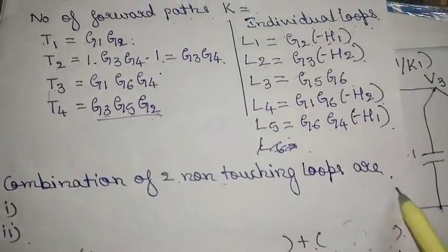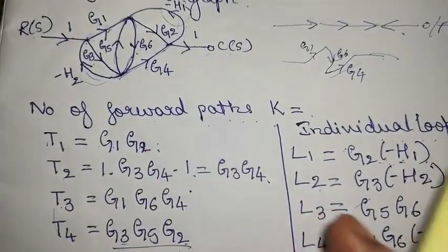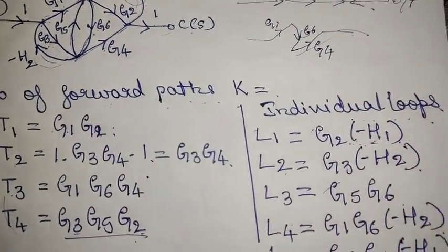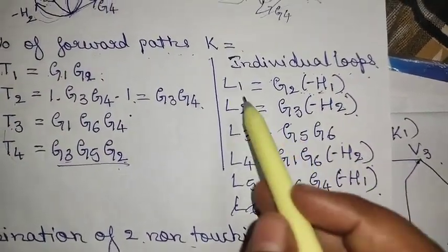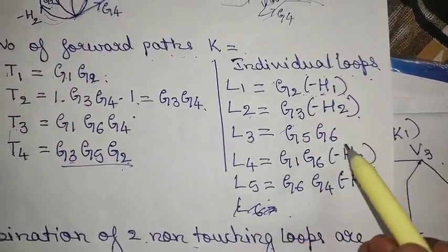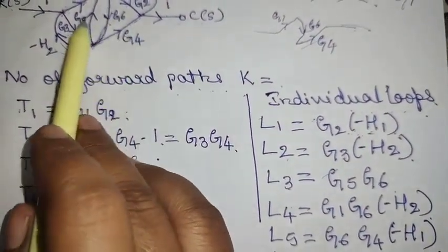Combination of 2 non-touching loops. If you observe here, this loop and this loop are not touching each other. You should observe that the loops are not touching each other. Here, L1 and L2 are not touching each other. For L1 and L3, G2 is there, and G2 is connected for G5 and also G6.